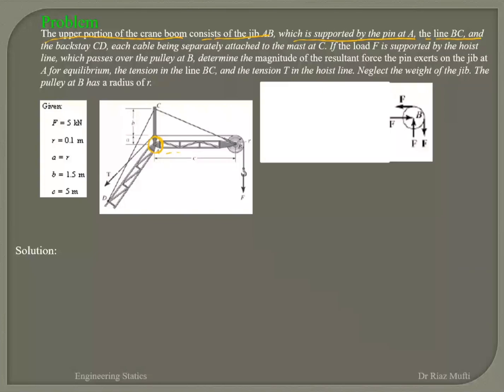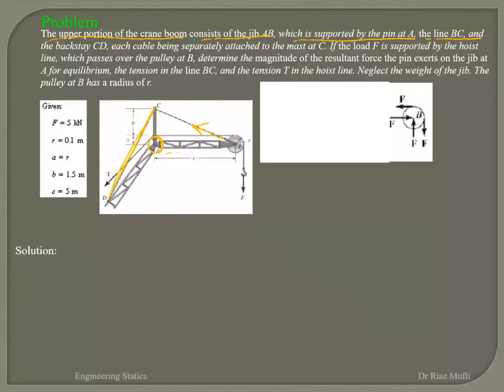The line BC, where's BC? This is BC, that's a cable, okay? So we've got BC also. I always know a cable is always in pull. The backstay CD, where is CD? Yes, there's another cable here.